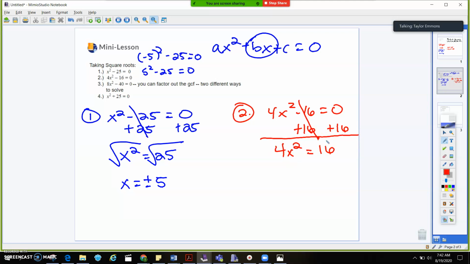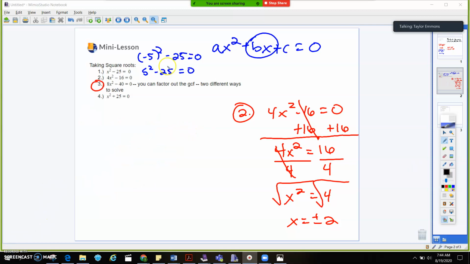Now, are all of my numbers on one side and my x's on the other? No. We've got to divide both sides to get rid of this 4. So we're going to divide by 4 on both sides. And what do we notice? Well, 16 divided by 4 gives us 4. And 4 is a perfect square, which is awesome for us. So we're going to take the square root of both sides, and x is going to equal positive and negative 2. Okay? You can pause the video and try number 3 if you would like.